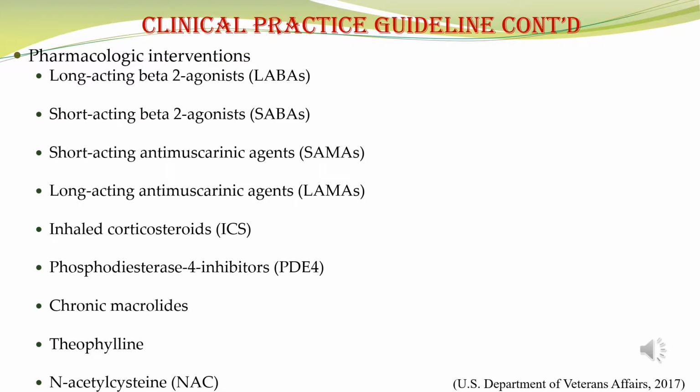Pharmacologic interventions considered include various drugs such as long-acting beta-2 agonists, short-acting beta-2 agonists, short-acting antimuscarinic agents, long-acting antimuscarinic agents, inhaled corticosteroid, phosphodiesterase 4 inhibitors, chronic macrolide, theophylline, and acetylcysteine. The agents are considered either alone or in combination as part of a step approach to managing the symptoms of COPD.